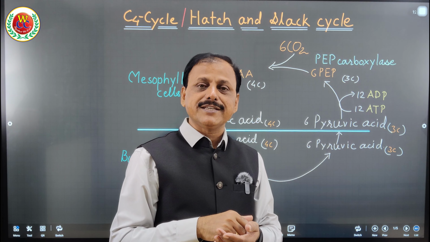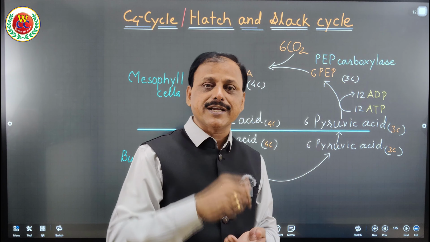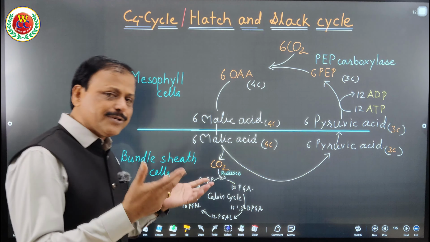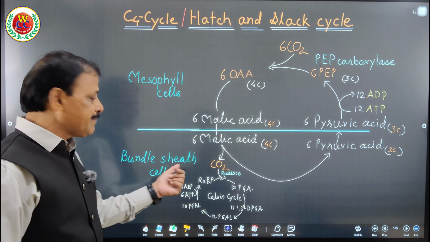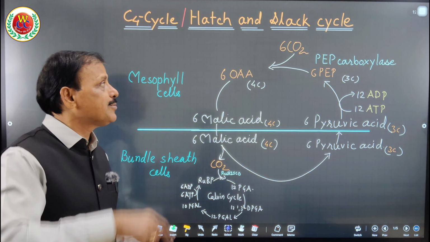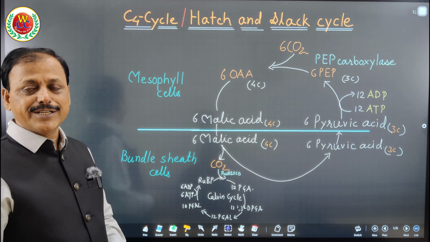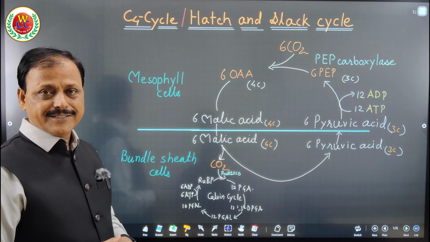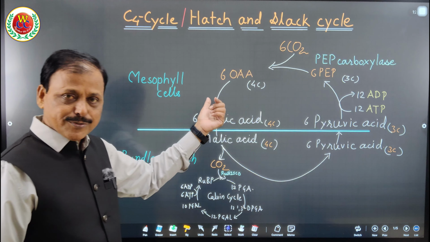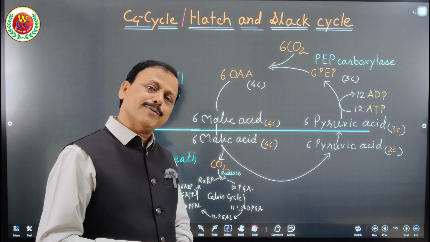sheath cells. They are very thick and they have chloroplasts without grana, because the Calvin cycle does not require grana. The Calvin cycle takes place in the stroma. Therefore, chloroplasts present in bundle sheath cells are agranal, and that is known as Kranz anatomy. So, this is the study of the occurrence of photosynthesis in mesophyll and bundle sheath cells. The occurrence of the C4 cycle in mesophyll and bundle sheath cells is a Kranz type of anatomy.